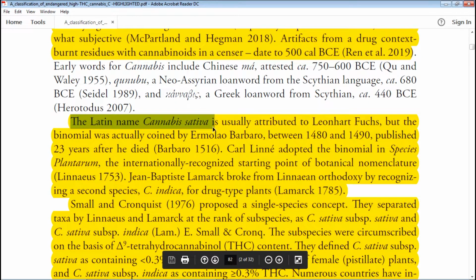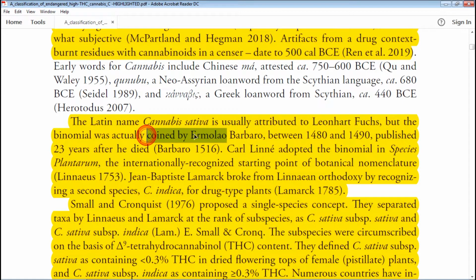The Latin name Cannabis sativa is usually attributed to Leonhard Fuchs, but the binomial was actually coined by Ermolao Barbaro between 1480 and 1490, published 23 years after he died. Barbaro, 1516.